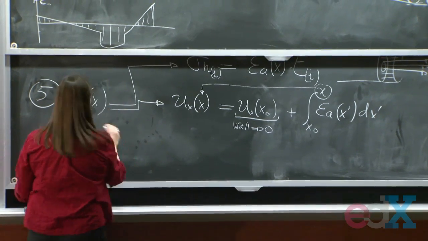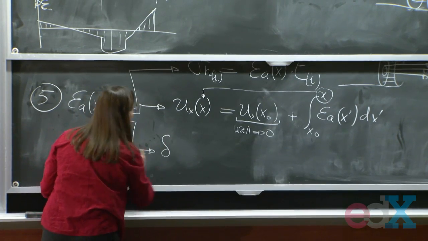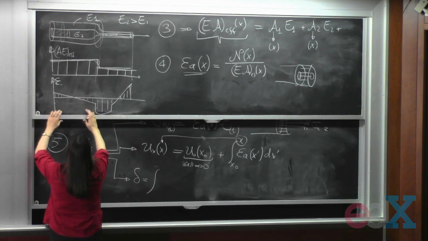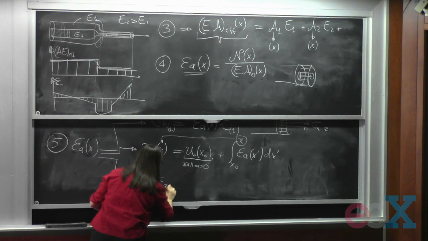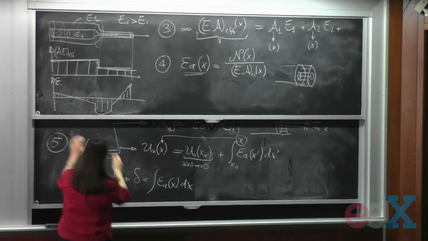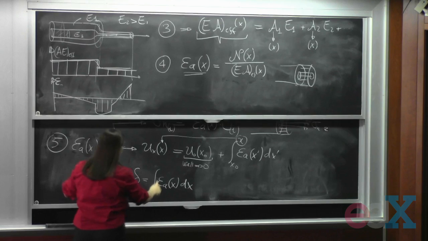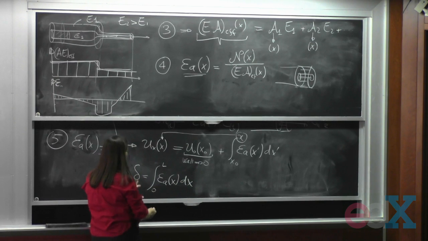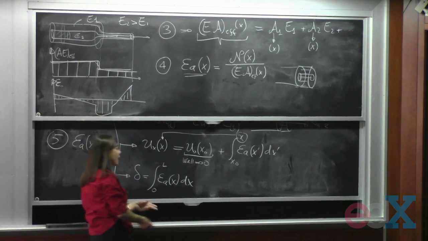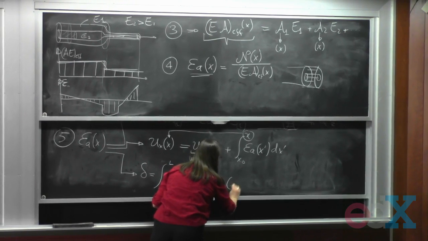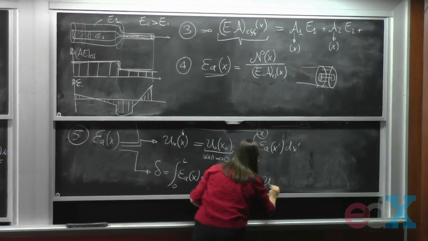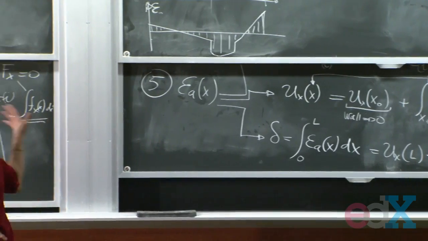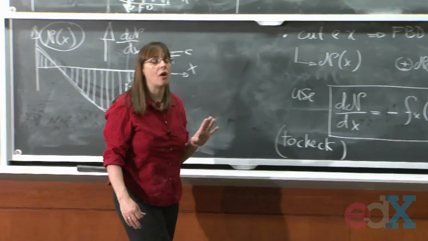Okay? And the last thing that I can do, if I want the whole thing, I can get the whole elongation of the bar. The whole elongation of the bar is how much each little section strains. Each little section strains by epsilon a of x dx. This is how much each little dx gets longer. If I integrate it from the beginning of the bar to the end of the bar, I get the elongation. And because of the definition of ux of x, I can also write this, if I want, as ux of L minus ux of 0. Okay? I can write it like that if I want. That's it. That's all the equations that we need to solve this kind of problems.